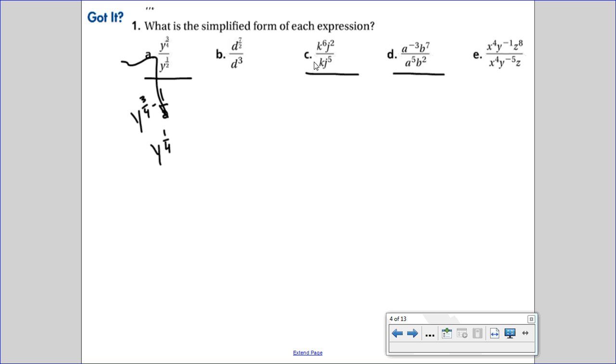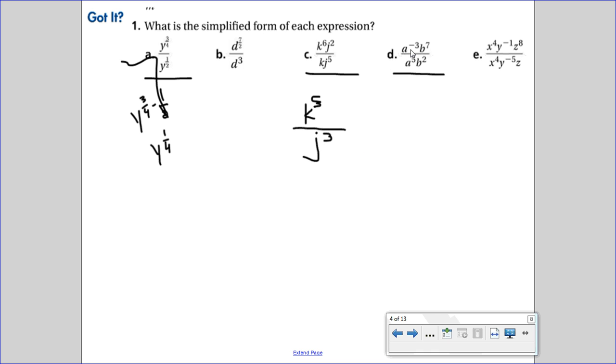C, the k's go together. So k to the 6th divided by k to the 1, that's k to the 5th. And j squared divided by j to the 5th is j to the negative 3rd, but the negative 3 will make it go on the bottom. So we're looking at j to the 3rd on the bottom.